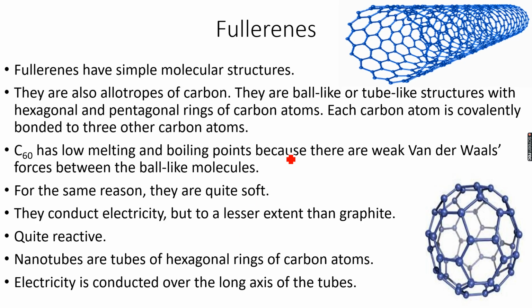Now fullerenes. Fullerenes are also allotropes of carbon, but they are not giant molecular structures. They are simple molecular structures. The ball you are looking at over here is Buckminster fullerene, C60, that we did in the question over there. This is a simple molecular structure and not a giant molecular structure, because you can see that this ball is not continuing anywhere. It has just formed a ball and ended.